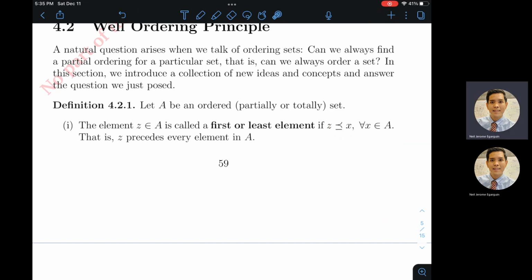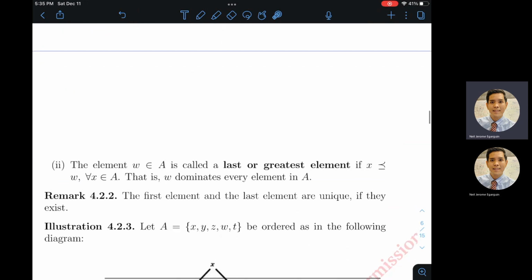Sort of. When we say mas maliit, siya yung nauuna dun sa partial order when Z precedes all elements of the set. So dapat comparable siya sa lahat ng elements ng set, tapos siya lagi yung nauuna. It precedes all other elements of the set.